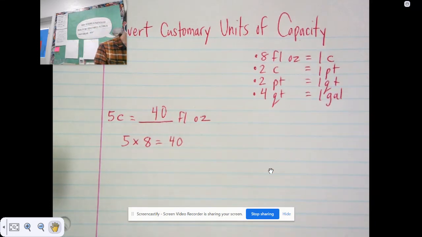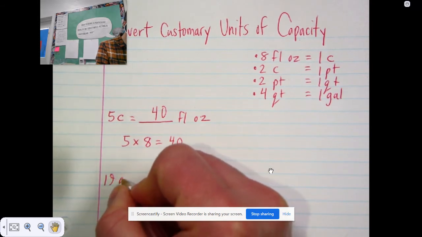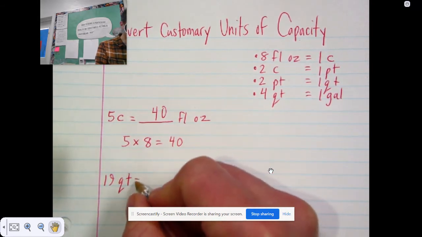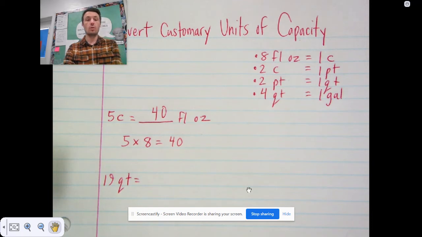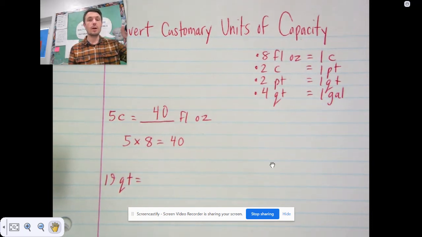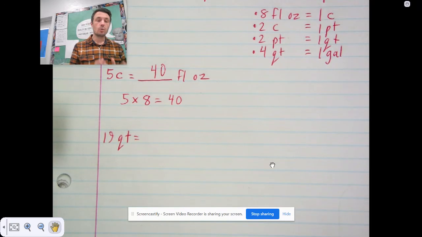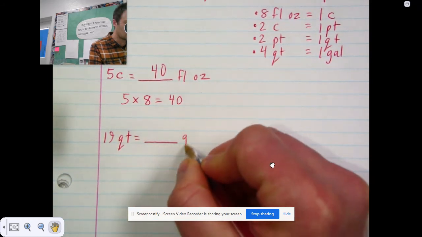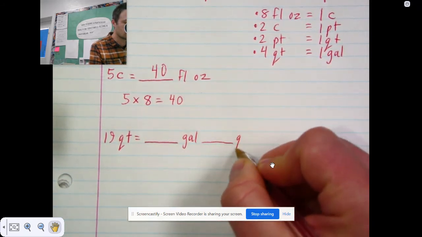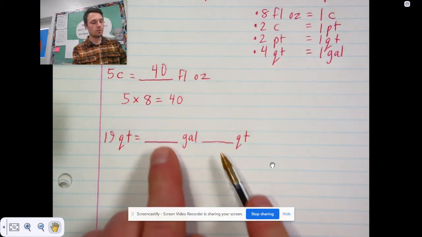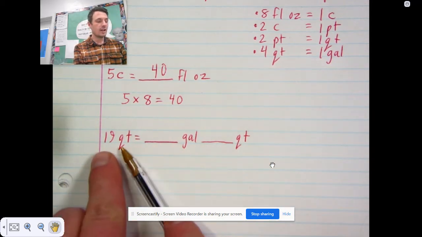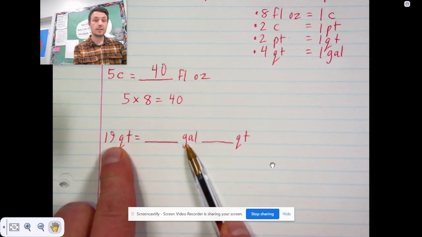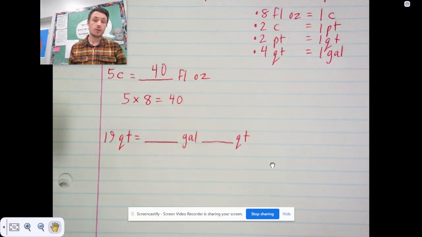Let's do another example. Let's say we have 19 quarts. Now, sometimes instead of just filling up one blank, a worksheet or a test might ask you to fill up 2. Like in this situation, it says 19 quarts, how many gallons and quarts is that? The reason there's 2 blanks is because if you change 19 quarts into gallons, after changing it all into gallons, there's still some quarts left over.